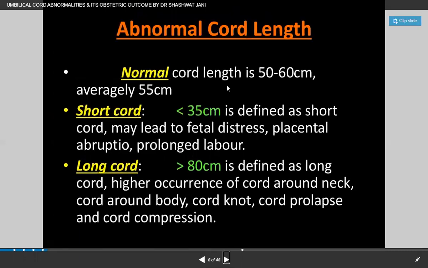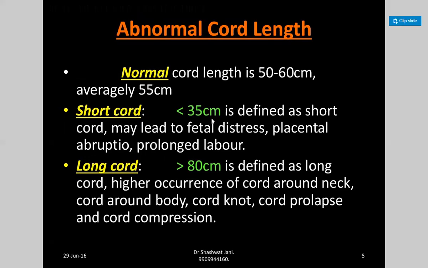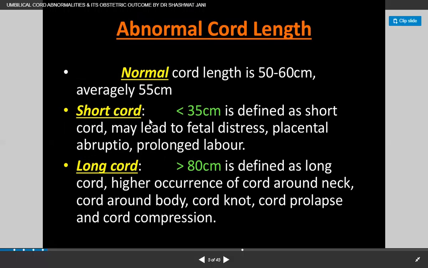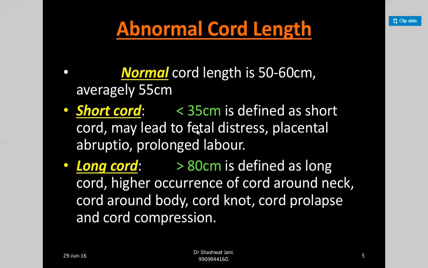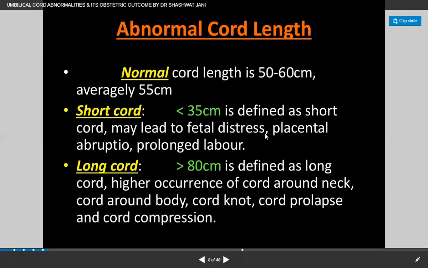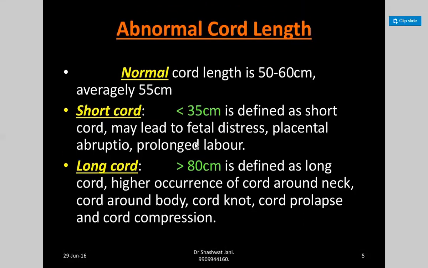Yes, abnormalities of the length. Normally, it is 50 to 60 centimeters, on average 55. Then short cord. How much is a short cord? If it is less than 35 centimeters, then it is called a short cord. And what it leads to, as I have already explained, is antepartum hemorrhage, that is abruptio placenta, or placental abruptio, and sometimes it can lead to prolonged labor, or fetal distress.